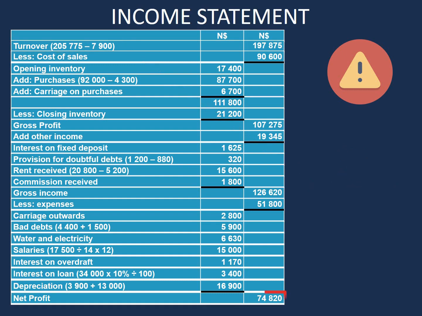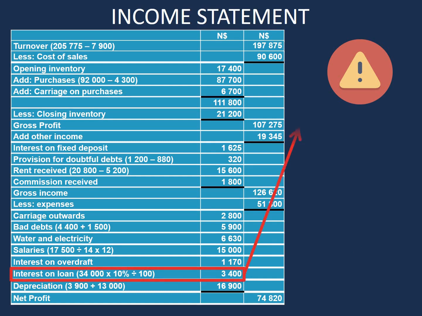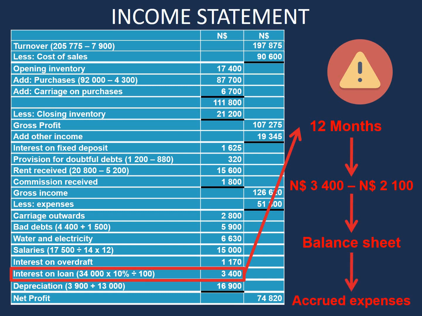Another thing we need to note is that if we have a net loss, then we need to write the amount in brackets, which is the correct format to use. We should not put a negative sign in front of the number. This will be incorrect. And in our expenses, we need to remember that we need to account for our income and expenses for 12 months. So that's why the amount on interest on loan is 3,400. The difference between the 3,400 and the 2,100 will go to the balance sheet under accrued expenses.